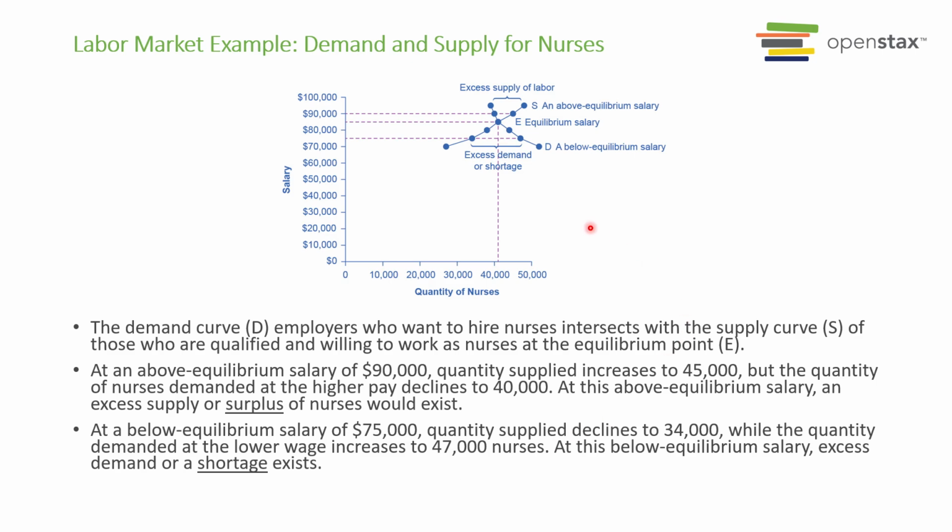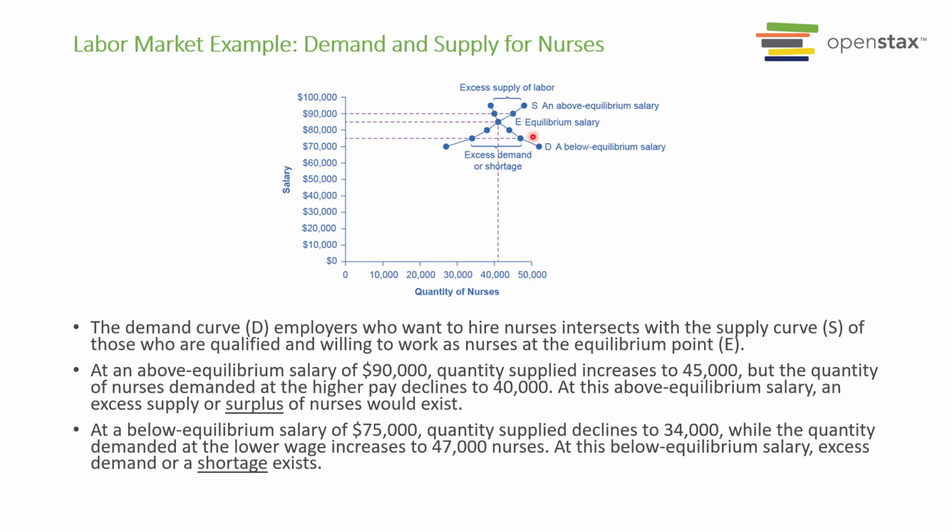Here is an example for the market for nurses. You can see here we have a demand curve that is downward sloping, and a supply curve that is upward sloping, and that is consistent with the law of demand and law of supply. On the x-axis, we have the quantity of nurses supplied and the quantity of nurses demanded, and on the y-axis, we have the price for those nurses, which is their salaries.